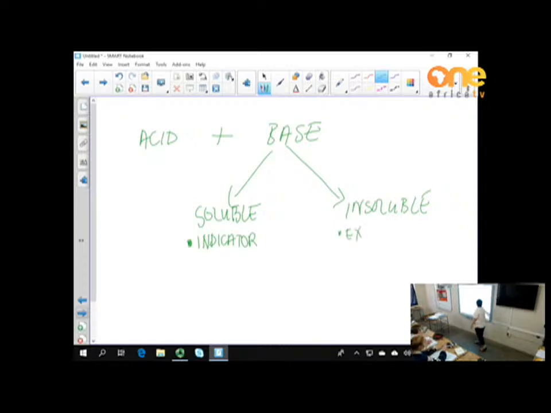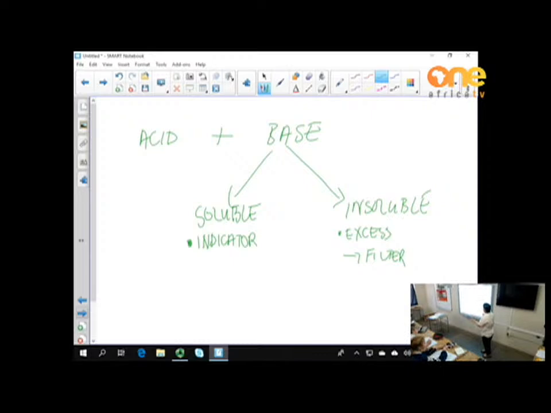We add excess, we stir it, we heat it up, we give it enough time to react, and then we filter off the excess. And what are we left with? The salt and water. All right.